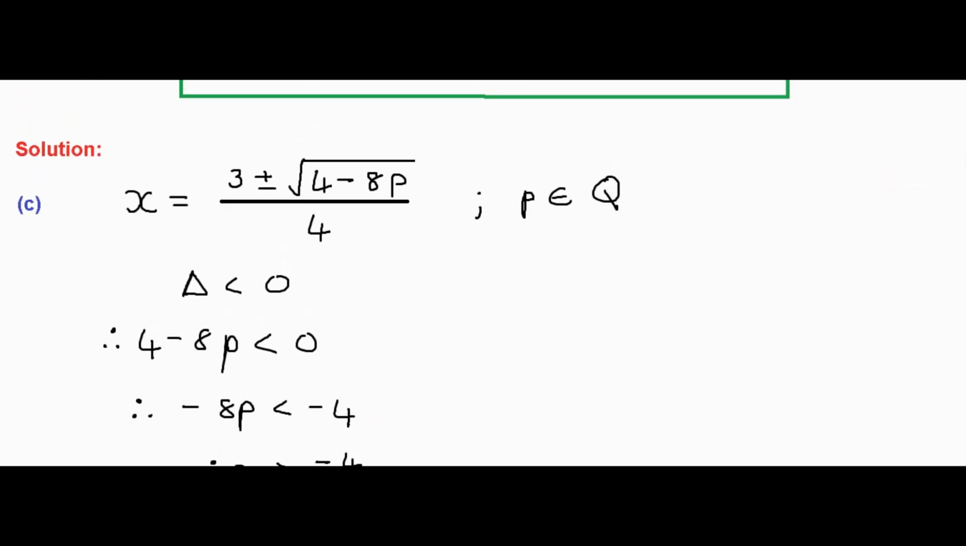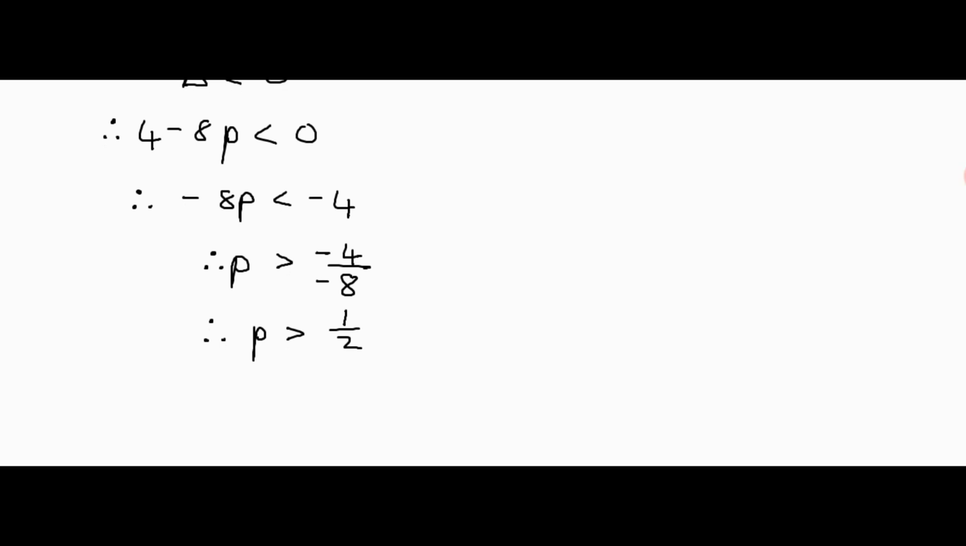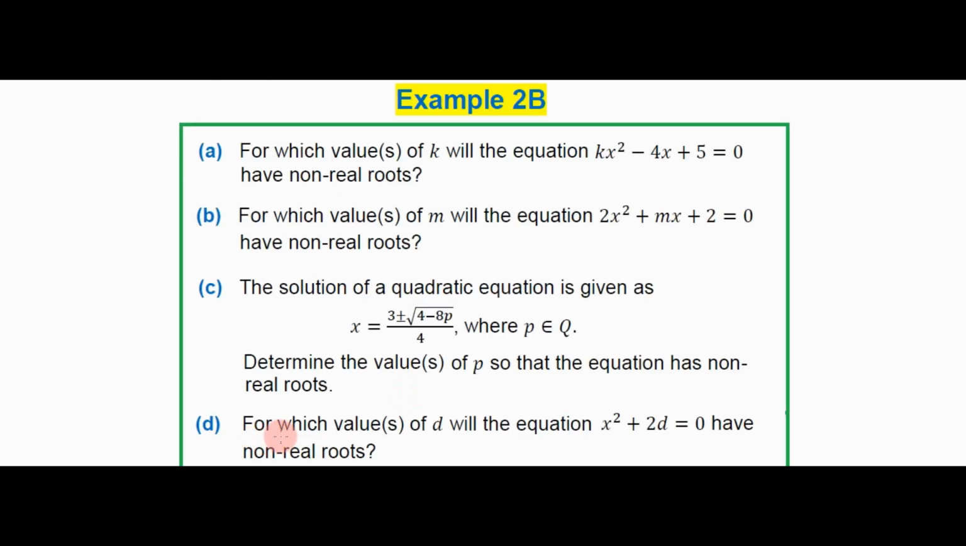Now, we were told that p is an element of the rational numbers. So we have to include this in our answer. So p is greater than a half, and p is an element of the rational numbers. In other words, all rational numbers greater than a half will give the equation non-real roots. Let's look at the last question here.